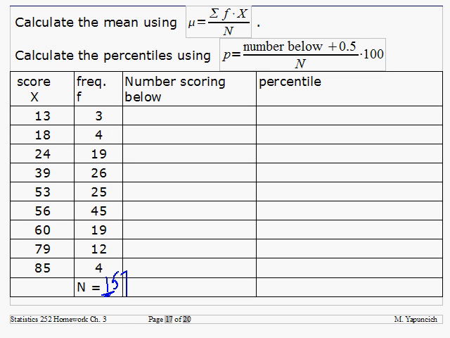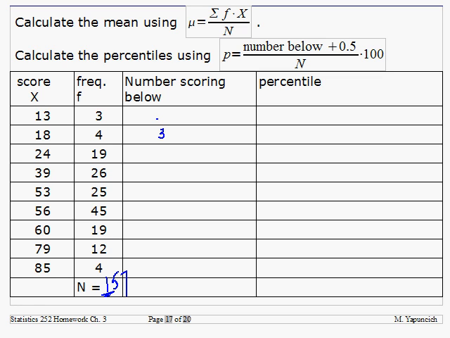And now you compute the number scoring below. This is similar to that cumulative frequency. Remember that from Chapter 2? It's not exactly the same, because in cumulative frequency you take the number at that level and below, but here there's a blank for this one.